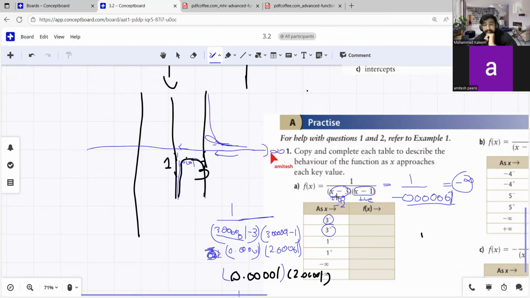If we replace x here with 1000, then 1000 minus 3 will be 997, multiplied by 999, because this one will give us 999. Are you getting what I'm saying? A huge number. When we multiply 997 with 999, it becomes an even bigger number, so 1 over a bigger number, in the millions. What answer will it give? A very small number like 0.00000, meaning it is converging to 0, right? And it's positive, so it's above the x-axis.